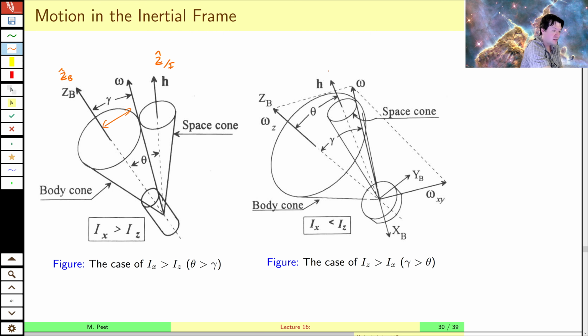Conversely, here again we've got the z hat inertial direction and the z hat body fixed. Because this angle is less than gamma, the space cone lies inside the body cone, and so it rolls around on the inside.